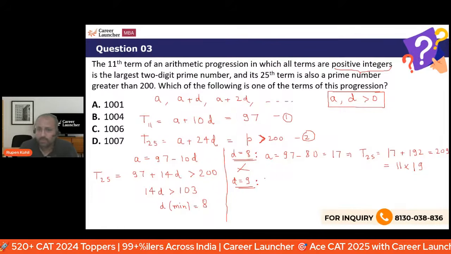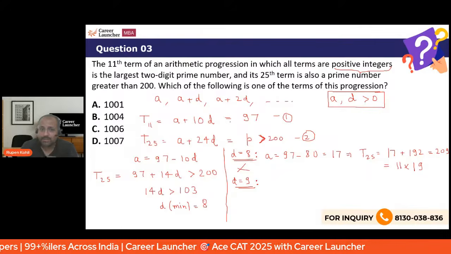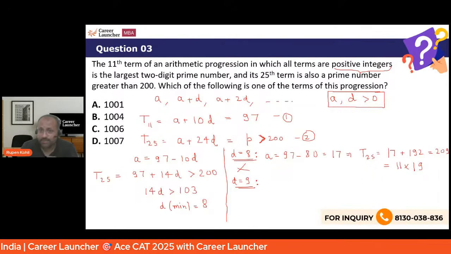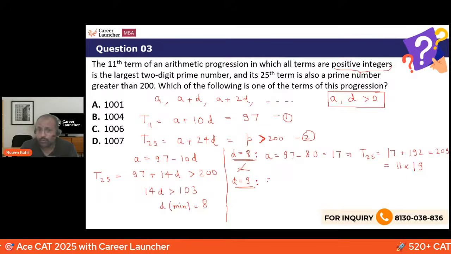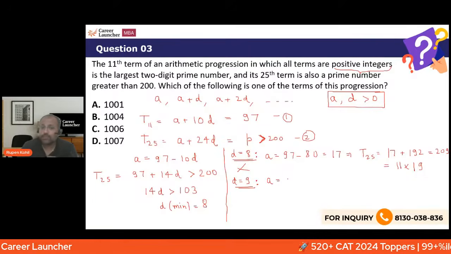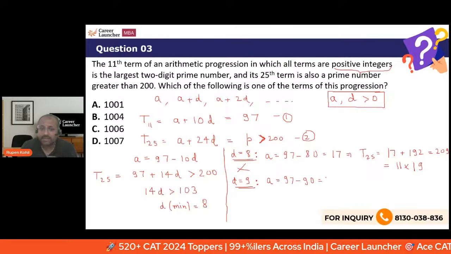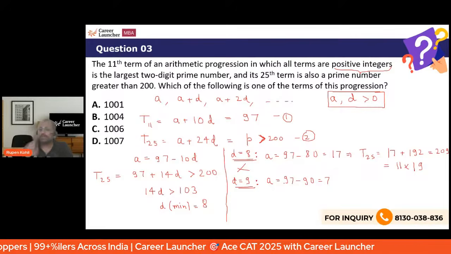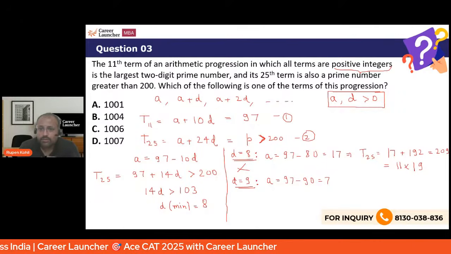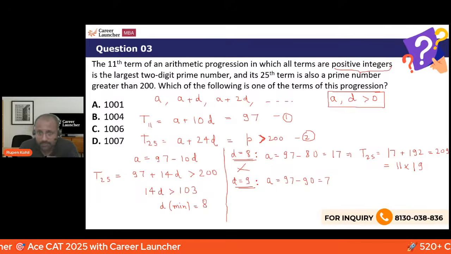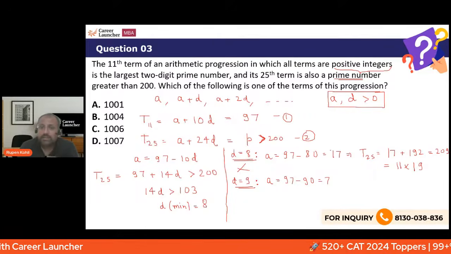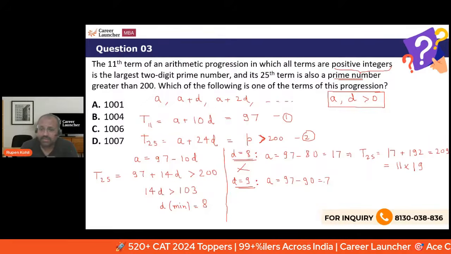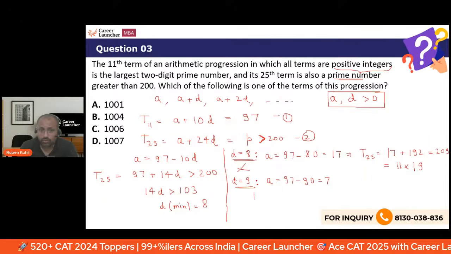d equal to 9 is the next possibility. And given that a plus 10d equals 97, with a and d being positive, we now know that this is the only possibility left, because a is now 97 minus 10 times 9, which is 90, so a is 7. If I put d equal to 10, I'll get a negative value of a, 97 minus 100. So therefore this must give us the correct answer. It was because of this further prime condition on the 25th term that the d equal to 8 case fails. The d equal to 9 case gives us a is 7. So this now must be the prime number.